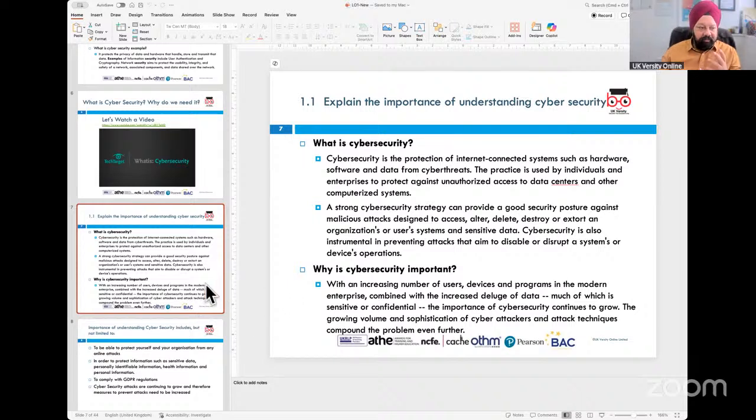Now, the first assessment criteria. So any questions up until now?